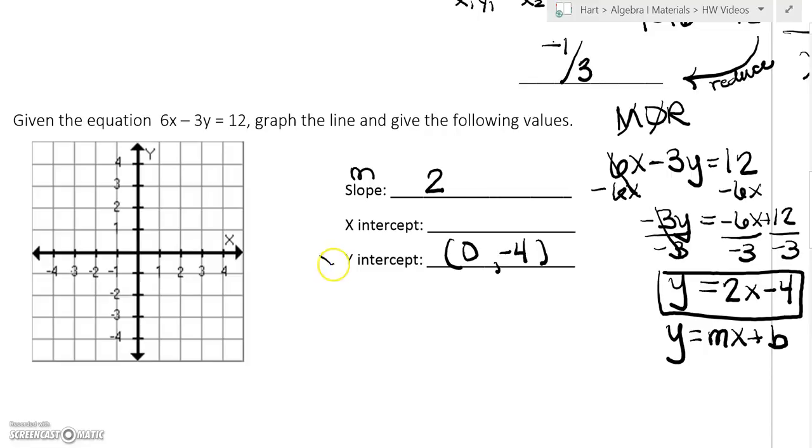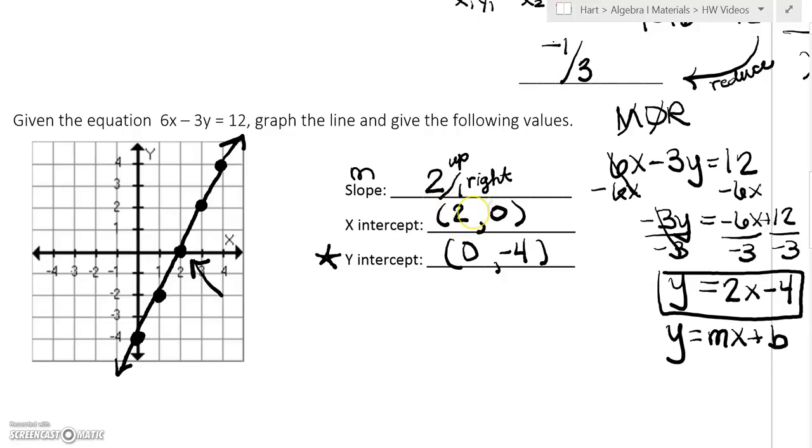So you always start with the y-intercept, so we'd go to 0, negative 4, and then your slope is 2 over 1, so that's up 2, right 1. So you count up 2 and right 1. Okay, so now from the graph you can see the x-intercept. So once again you have to write it as a coordinate. And the x-intercept is right there. It crosses at 2. So our x-intercept would be 2, 0.